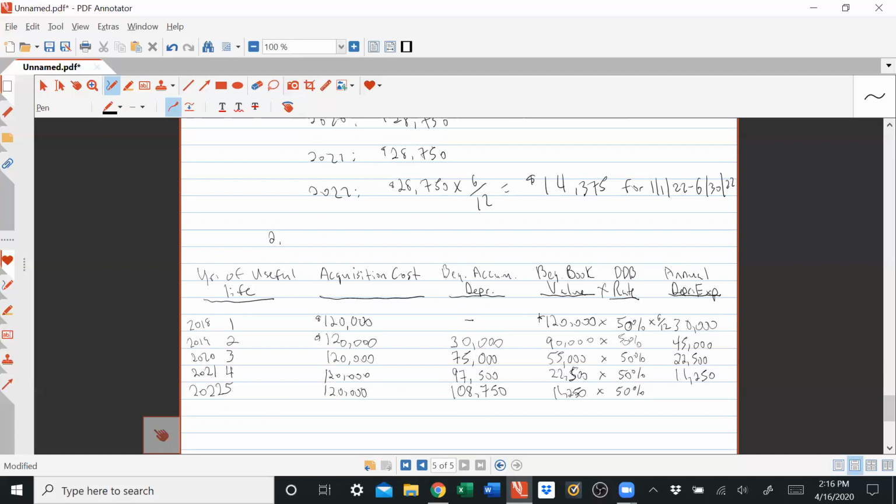And 11,250 times 50% would be what? 6,500 is half of 11,000. No, 5,500 is half of 11,000. And let me just get my calculator, make sure I do it right. 11,250 times 50%. 5,625.